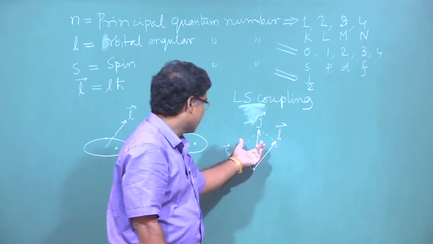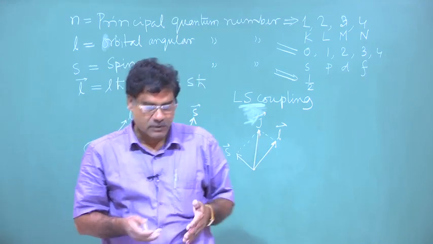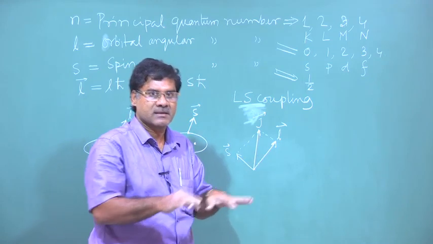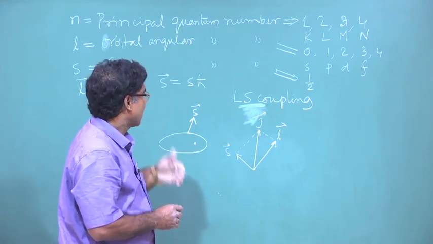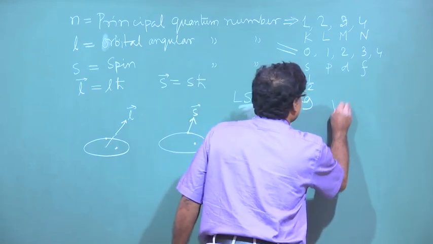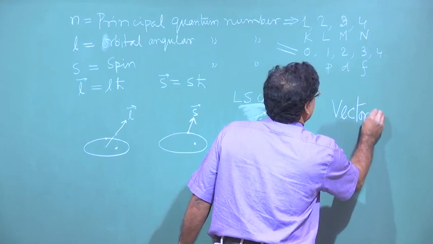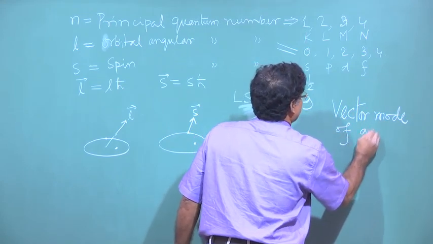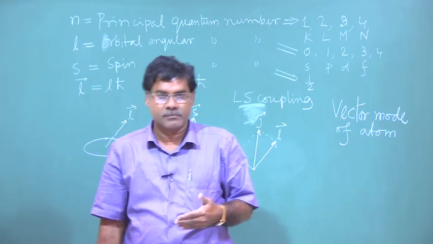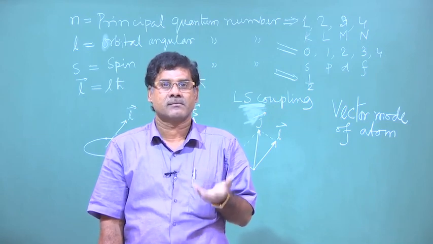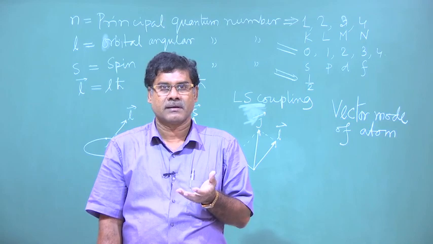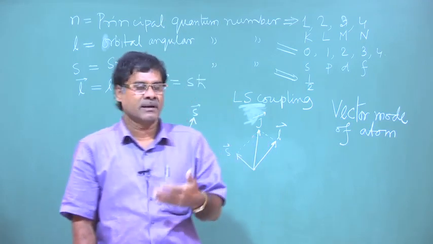It is not applied only for this case. As a whole, this vectorial addition is applicable in many cases for the atom. Actually, this model was developed and is called the vector model of an atom. This is one part of that. The vector model of the atom is a very famous, successful model. So far we are discussing only one electron systems, the hydrogen atom or hydrogen-like atoms, or alkali atoms, because they have similarity with the hydrogen atom.